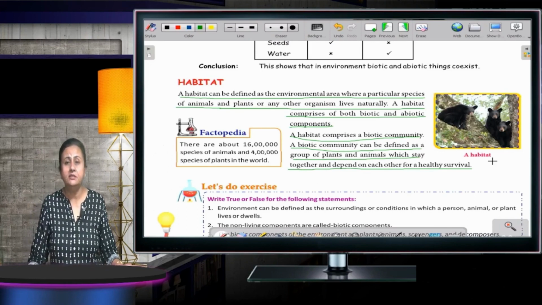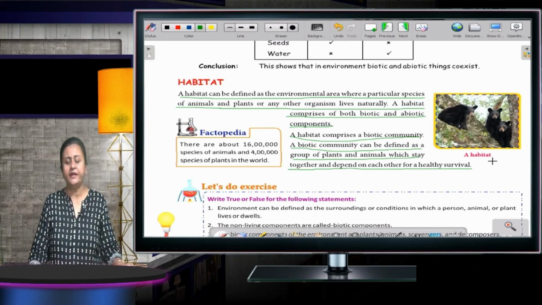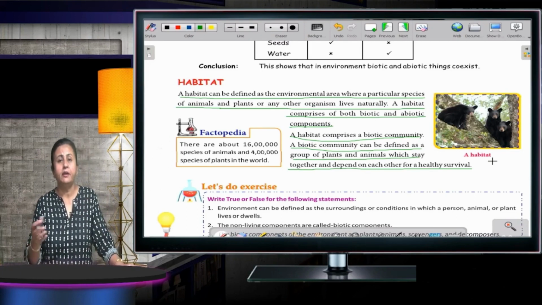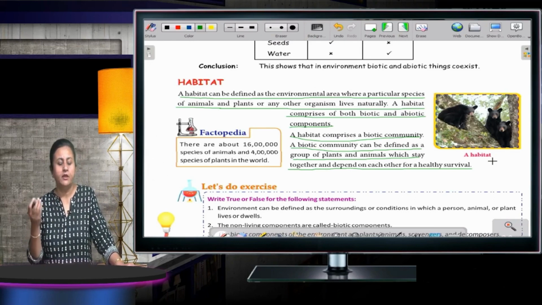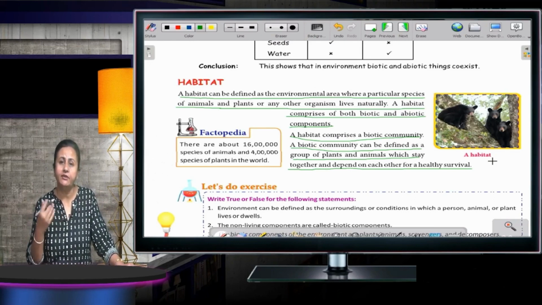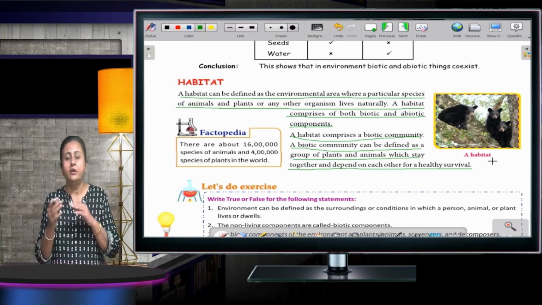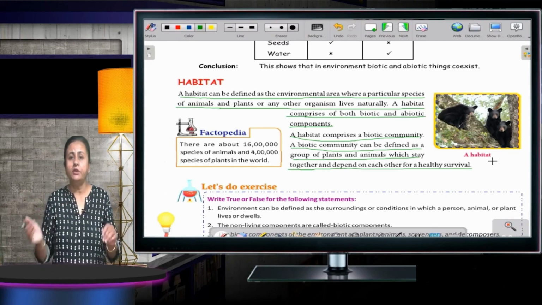Habitat means a place. It can be defined as the environment area where a particular species of plant and animal start living naturally. Okay, and all the things that inhabit it are dependent upon each other.